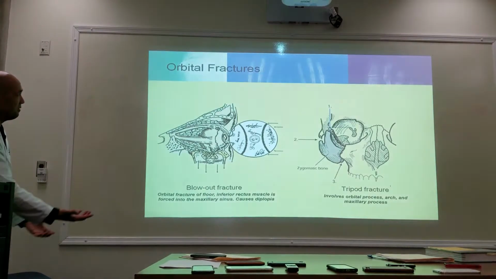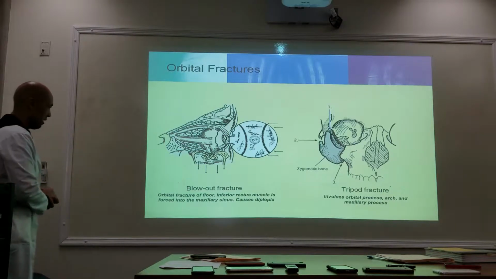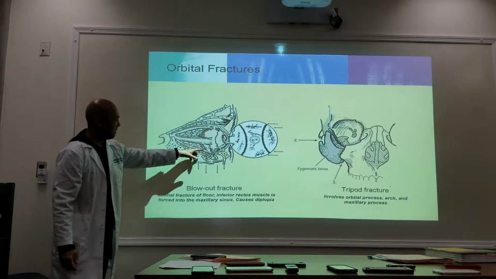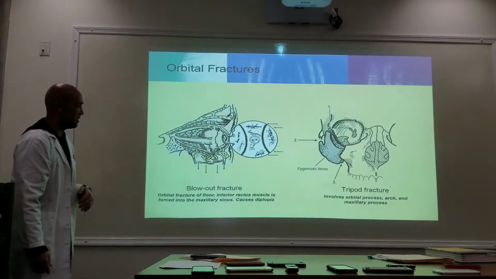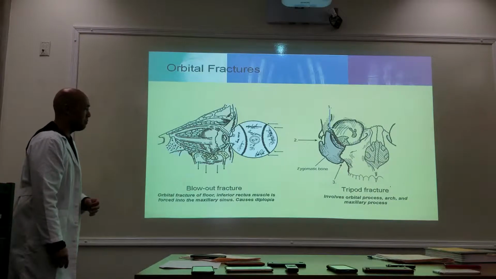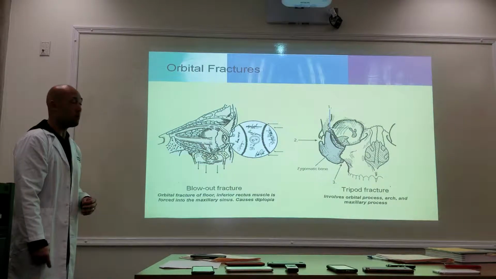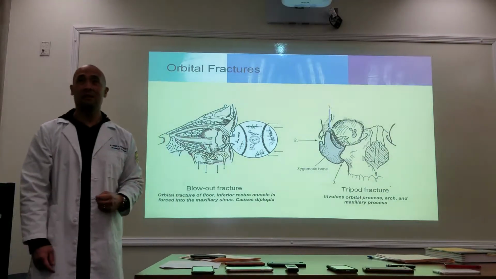All right, so we have these different types of orbital fractures. The first one here is a blowout fracture. A blowout fracture occurs when the floor of the orbit breaks, and then you have the inferior rectus muscle being forced down into the maxillary sinus. And it causes diplopia, double vision. It causes double vision.